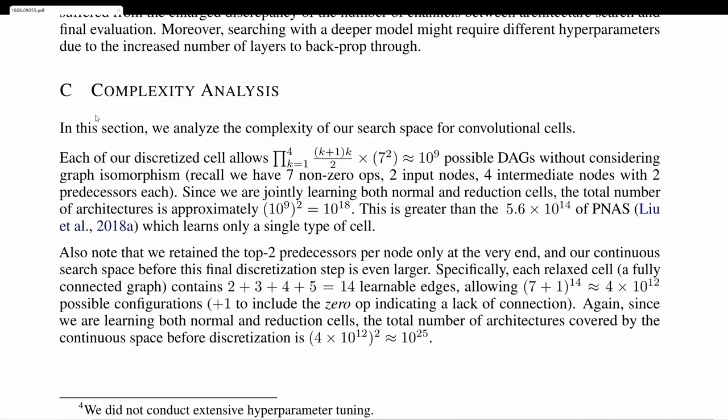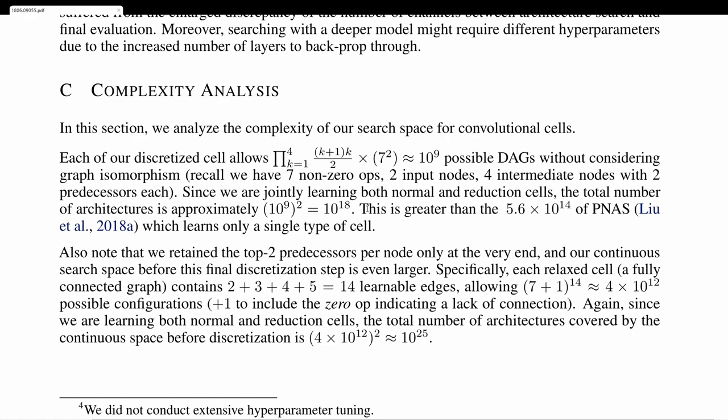C, complexity analysis. In this section, we analyze the complexity of our search space for convolutional cells. Each of our discretized cells allows the product over k equals 1 to 4 of (k+1 choose 2) times 7 squared, which is 10 to the 9 possible DAGs without considering graph isomorphism. Recall that we have seven non-zero ops, 2 input nodes, 4 intermediate nodes, and 2 predecessors each. Since we are jointly learning both normal and reduction cells, the total number of architectures is approximately 10 to the 18th.